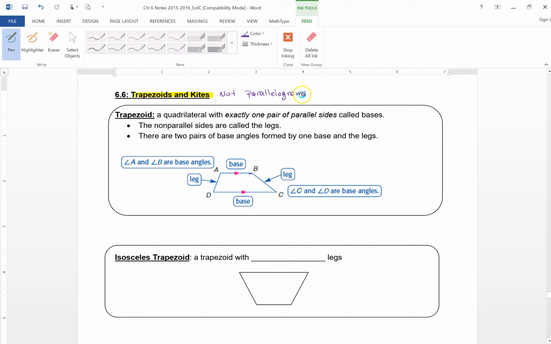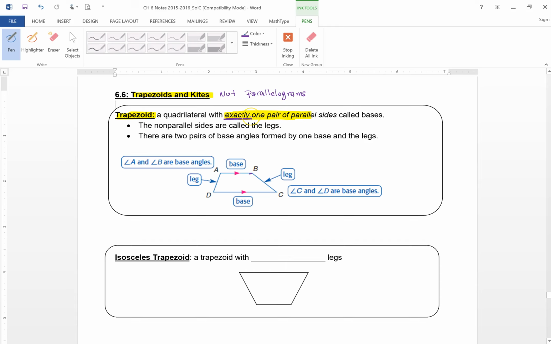Now, how did we define a parallelogram? It was a quadrilateral with both pairs of opposite sides parallel, okay? Now the trapezoid has a huge difference. This is a quadrilateral with exactly one pair of parallel sides, and I can't stress that enough.